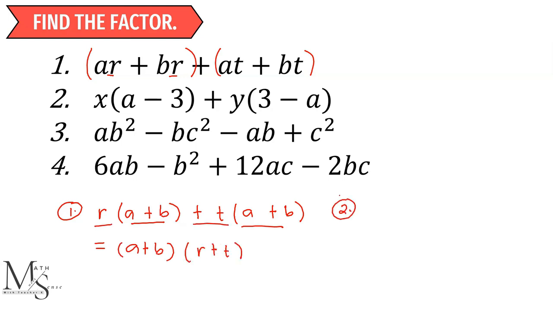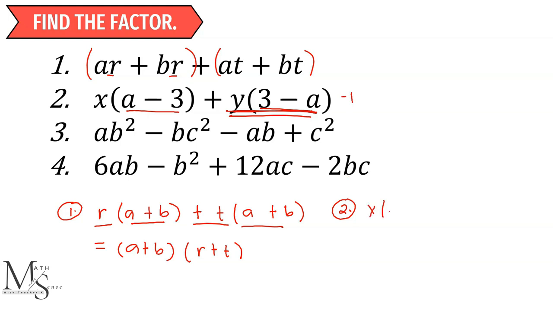Number 2. For number 2, it seems that A minus 3 and 3 minus A are opposites. So let's make this into A minus 3. And to do that, we can just multiply it by negative 1.